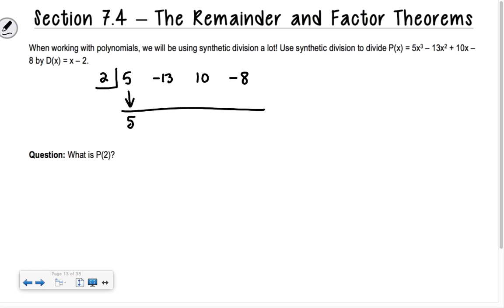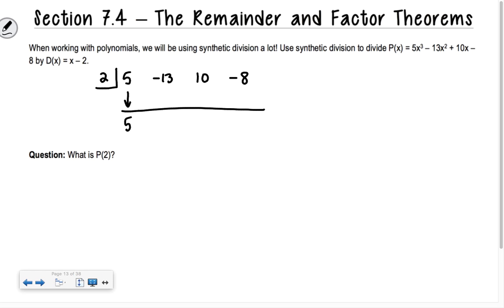We always drop the first term. A lot of you guys messed that up on the final. You put a 1 there, or I think you dropped the term here and then added and got 10. We're not doing that. We're just dropping it all the way to the other side of the line. So we drop it and we get 5.